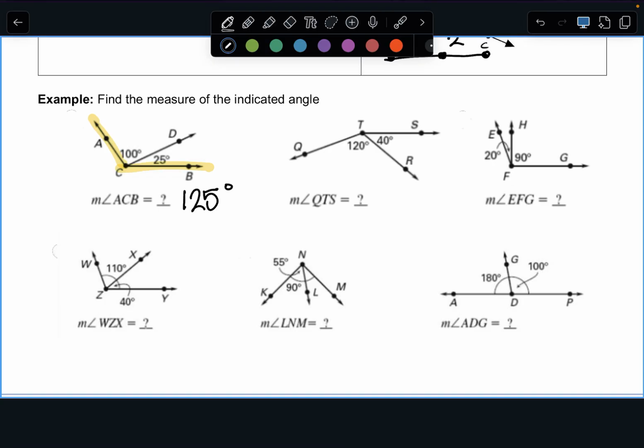The second one, we need the big angle, QTS. What do we get? 160. How'd you get that, Jordan? 120 plus 40. Exactly. One thing at a time.